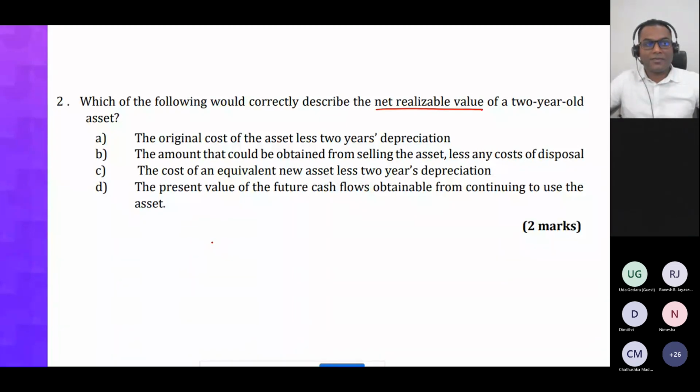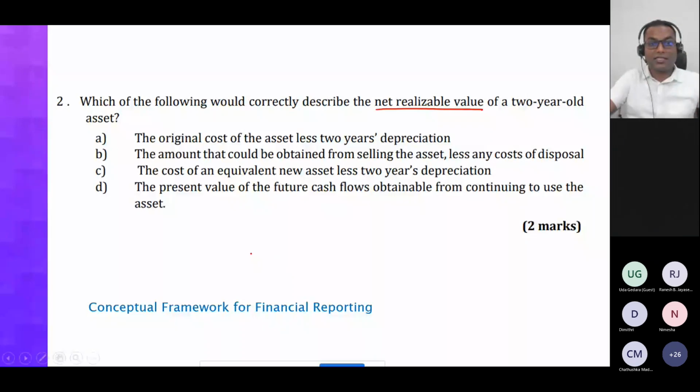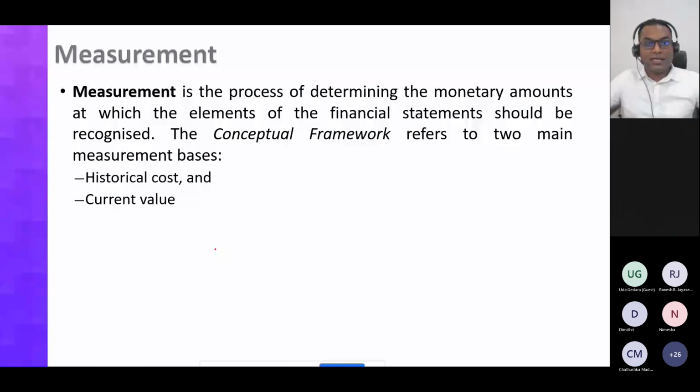Conceptual framework for financial reporting, right? You might say that it is from inventory, no. But basically, the conceptual framework for financial reporting explains different measurement bases that the company can use when preparing the financial statements. It can be the initial measurement, it can be the subsequent measurement. In the framework, there are mainly two measurement bases available. Number 1 is historical cost. Number 2 is current value, right?